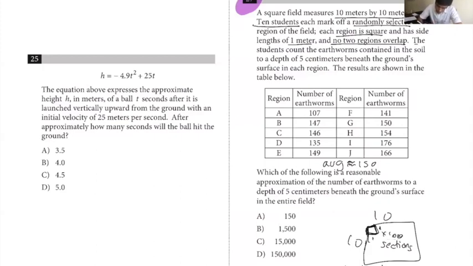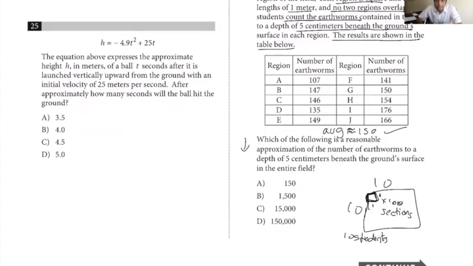Well, keep reading. So the students count the earthworms contained in the soil to a depth of 5 centimeters. So the fact that they only went 5 centimeters down. Earthworms, 5 centimeters beneath the ground. Yeah. And the results are in the table. So from the table, this was probably not the best tactic, but I just took a rough estimate and said that the average was around 150. That's awesome. Cool. That was just by looking at the table. So then what I did was, well, keep reading the question. We still have a lot of the question to go.